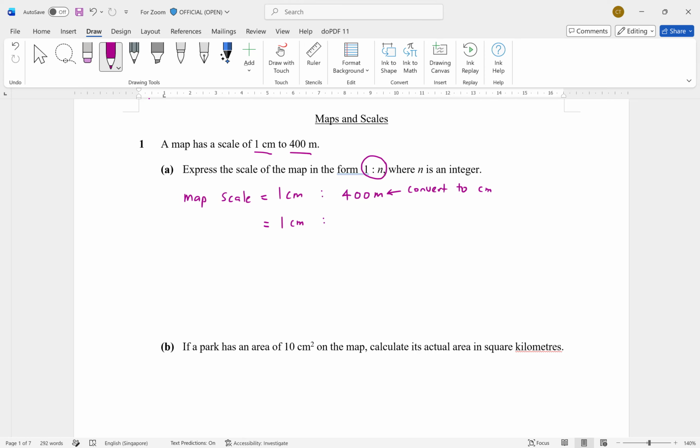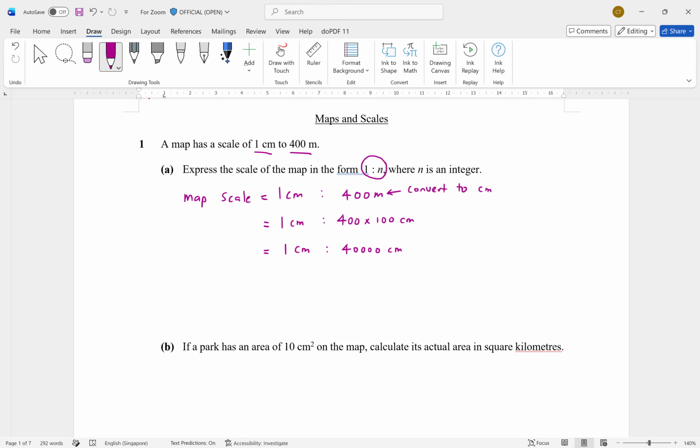So if you recall, to convert meters to cm, we will multiply by 100. Okay, so that's what we are going to do. Once you multiply by 100, you have cm. So now let's calculate this. 400 times 100 will give us 40,000. All right, so 40,000 cm.